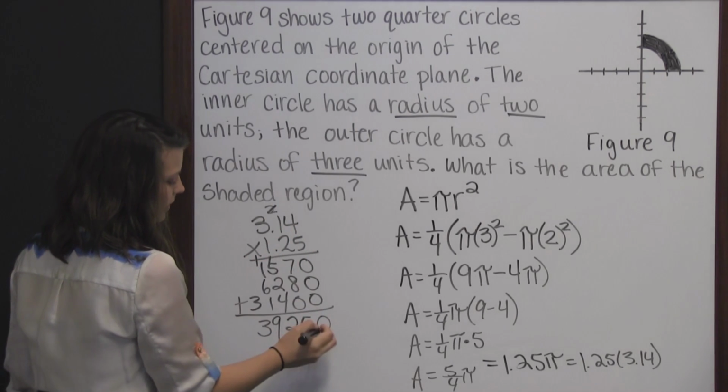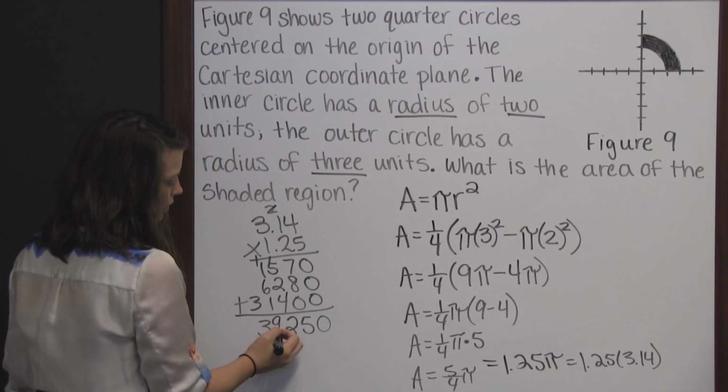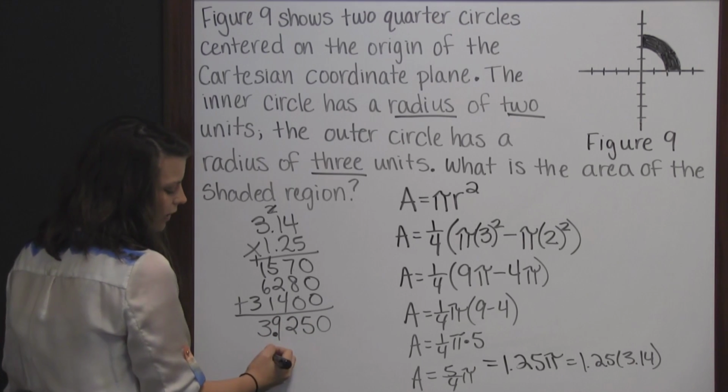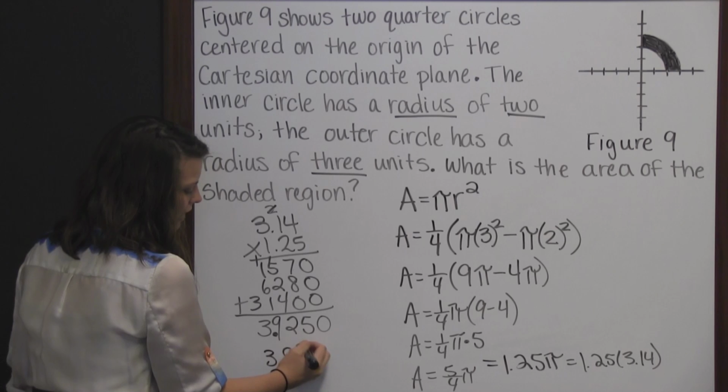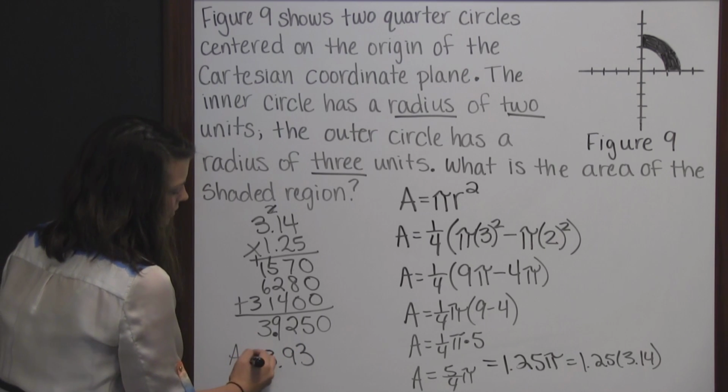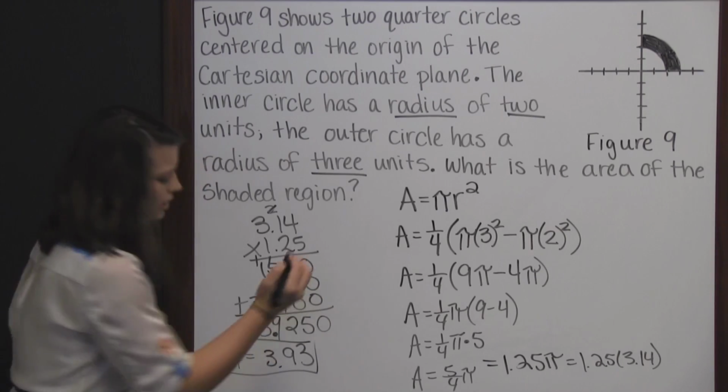And then we have 4 numbers behind the decimal. 1, 2, 3, 4 numbers behind the decimal. So, and then we could round this to 3 and 93/100 would be the area of just the shaded region.